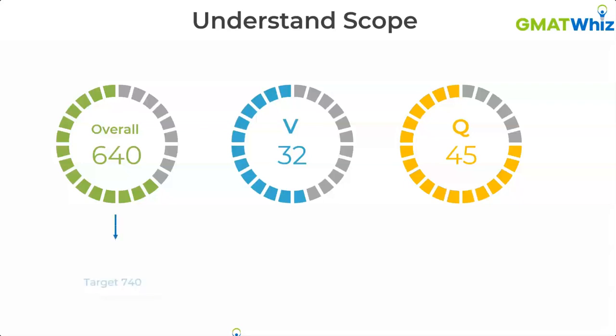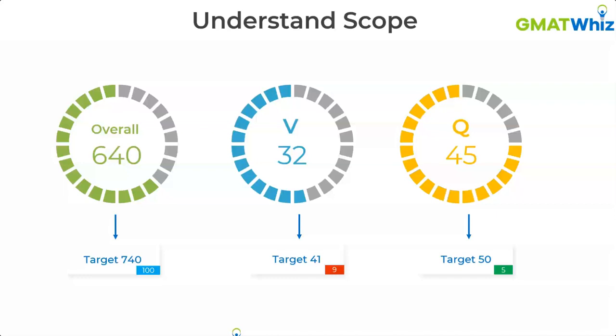So let's say your overall target score is 740 and you are looking at a split of V41 and Q50. So based on the score that you've got in the mocks and your target score, you should understand how far you are from your target score. So for example, you're 100 points away from your overall score. You need to improve by at least 9 points in verbal and 5 points in quant to be able to reach a 740.